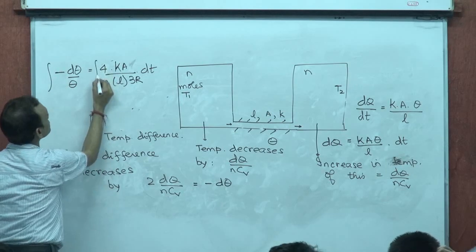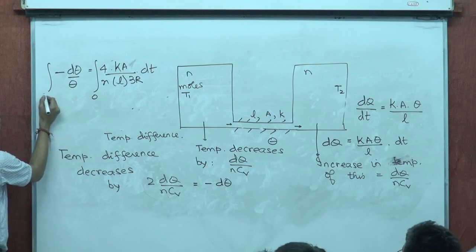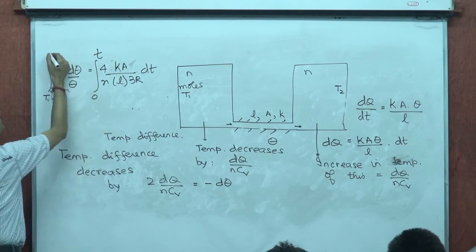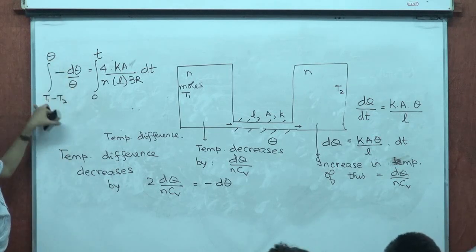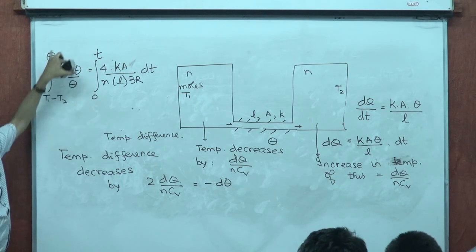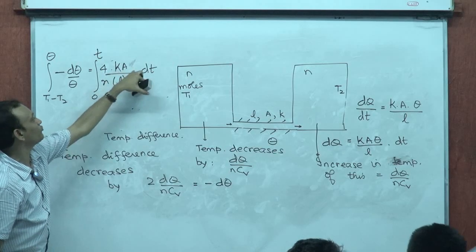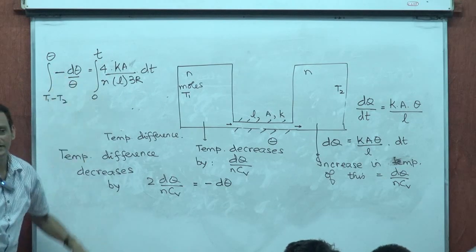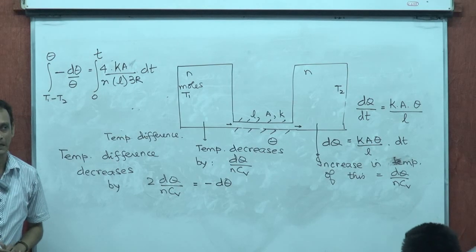Integrate both sides. At time t equal to 0, what was theta? T1 minus T2. At time t equal to t, let's say the temperature difference becomes theta. Log theta by T1 minus T2. You will know theta as a function. All of this will come out of the integral sign. This will simply be t. So this will become 4KA by 3nRL into t. And you would know theta as a function of time, temperature difference as a function of time. Do you realize that?